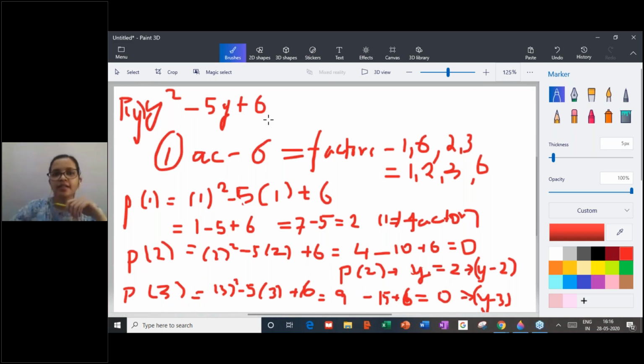No, so what we have done is we've used another method. We have not used the splitting the middle term method. We are using the factor method to get two factors.